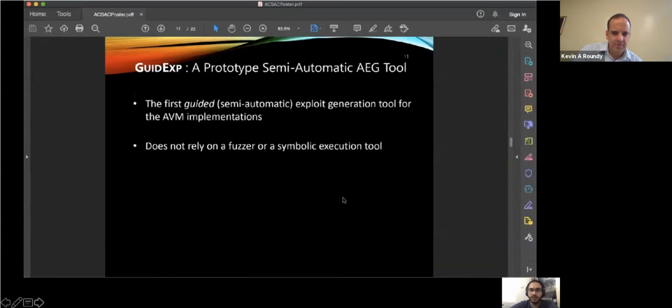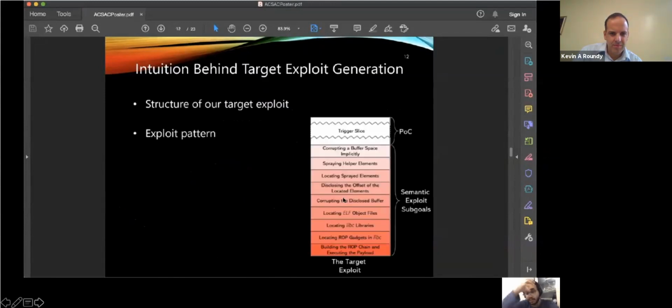Therefore, we present our tool GuideX, a prototype semi-automatic AEG tool, which is the first exploit generation tool for the AVM implementations. Our tool differs from typical AEG implementations as it does not rely on a fuzzer or symbolic execution tool. Let's look at how we see the AEG problem. When we analyze an exploit script, we see that the exploit script does not perform its final malicious activity immediately after the vulnerability is triggered, because it needs to be undetected by the security system. Therefore, the exploit script needs to set the scene for its final malicious activity.